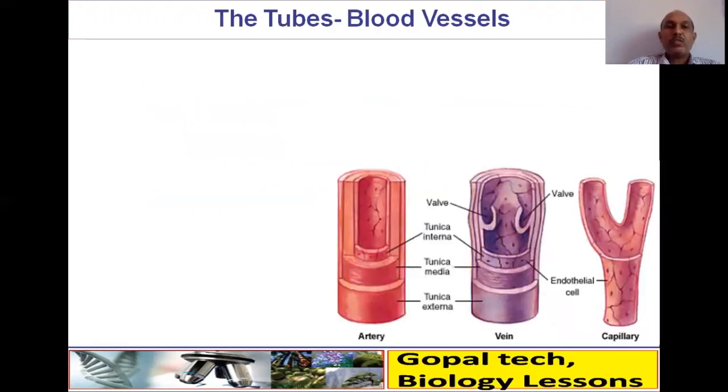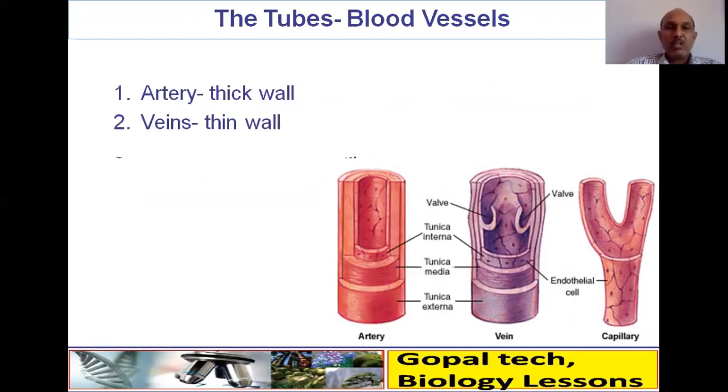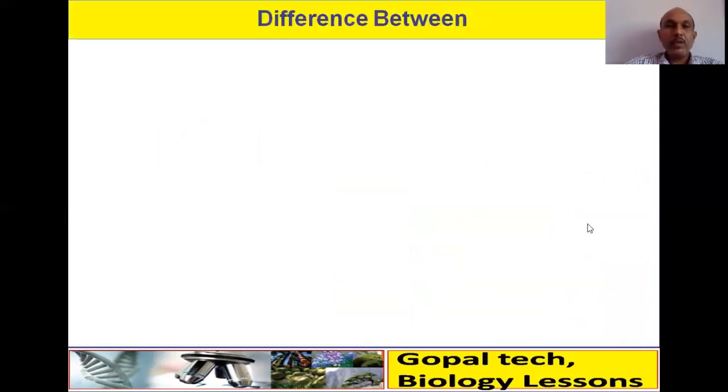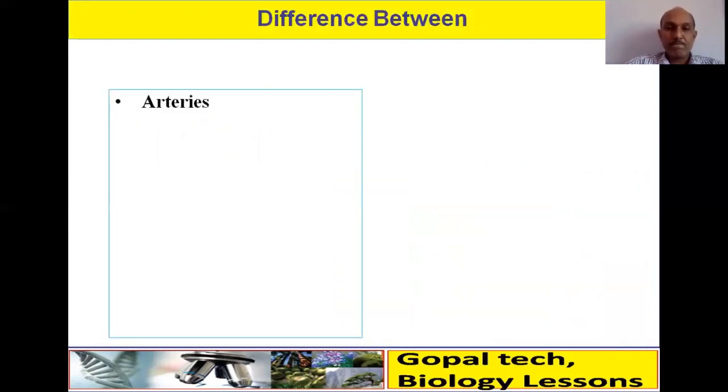Now come to the third part, that is tubes or blood vessels: artery, vein and capillary. So there are three blood vessels. Arteries have thick walls, veins have thin walls, and capillaries have very thin walls. You can see here the three wall thicknesses. Here you can see walls are there, but here walls are absent, and this is only one layer thick. What is the difference? This question will come.